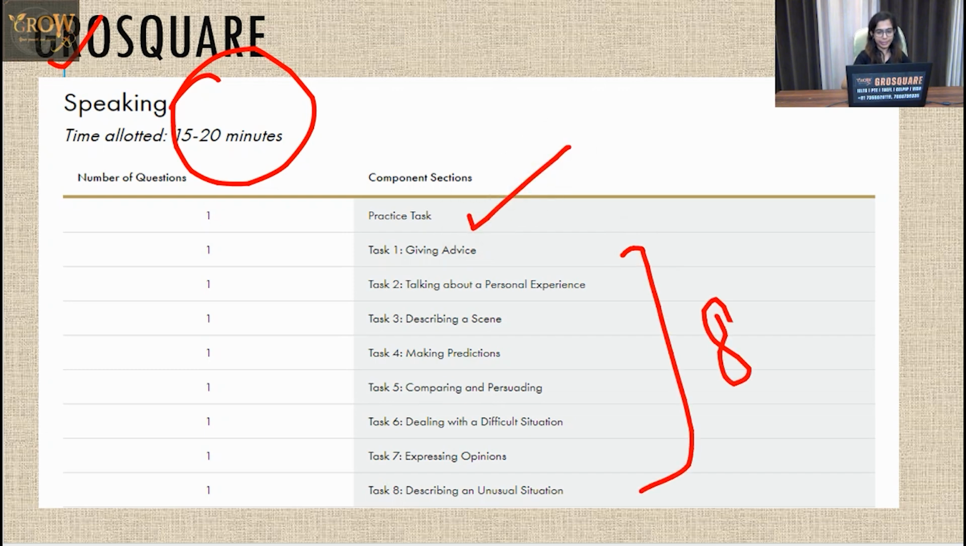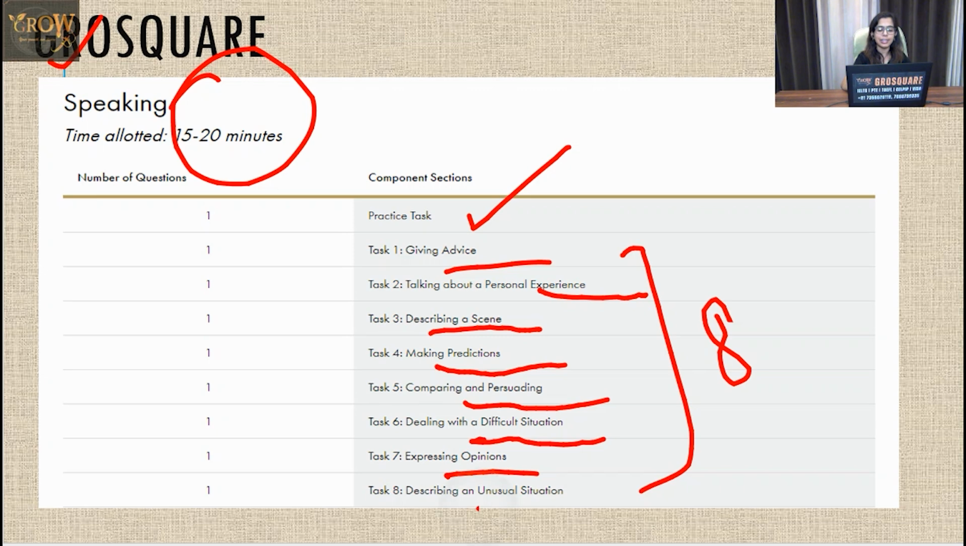There would be one practice task as well, and now we are also going to discuss tasks from 1 to 8 in detail as well, but here let's have a quick overview. So in the very first task, it would be related to giving advice, and in the second one you need to talk about a personal experience, and in third one you need to describe a scene, fourth is all about making predictions, fifth is comparing and persuading, sixth is dealing with a difficult situation, seventh is expressing opinions, and eighth is describing an unusual situation.